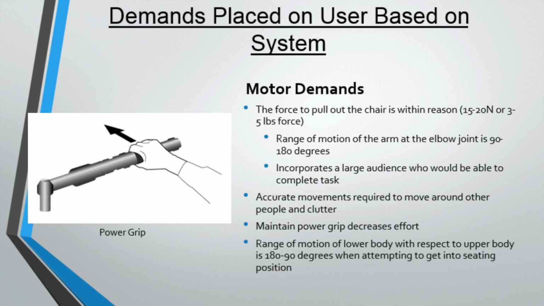Furthermore, the motor demands include the force required to pull out the chair. This force is within reason, 15 to 20 newtons or 3 to 5 pounds of force, and incorporates a large audience who would be able to complete the task based on the low amount of force to pull out the chair, especially since most of the university students use the current system. Also, accurate movements are required to move around other people and clutter, leading to increased physical effort.